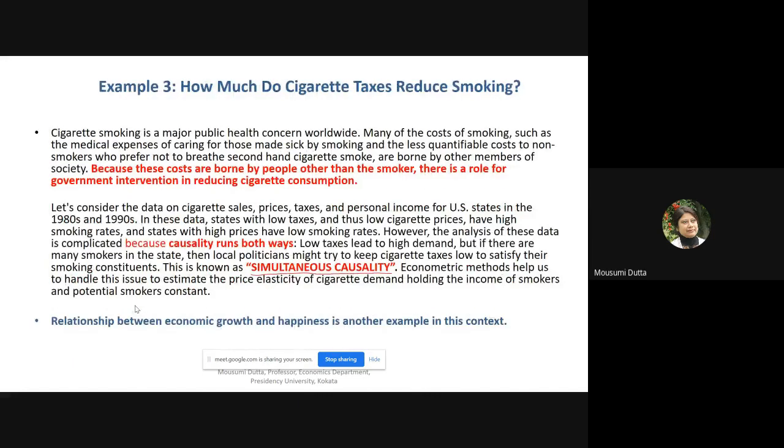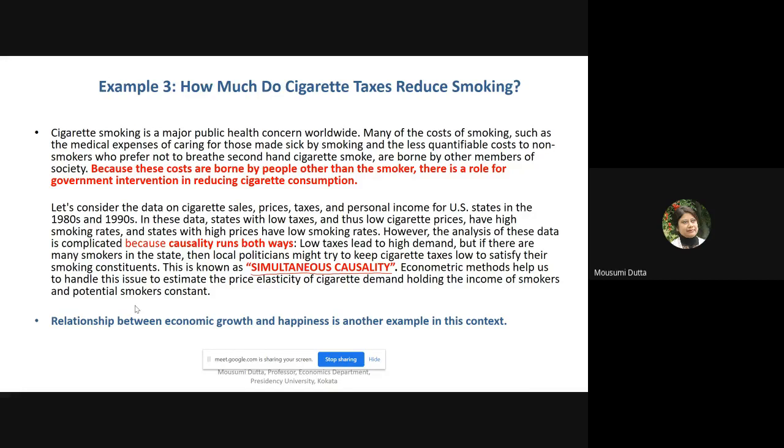The third problem in the context of economic theory is simultaneous causality. Under many circumstances, in the context of economic variables, you will find that if you define one variable as y, the dependent variable, and another variable as the independent variable, there is always a confusion whether y determines x or x determines y. This we call the problem of simultaneous causality.